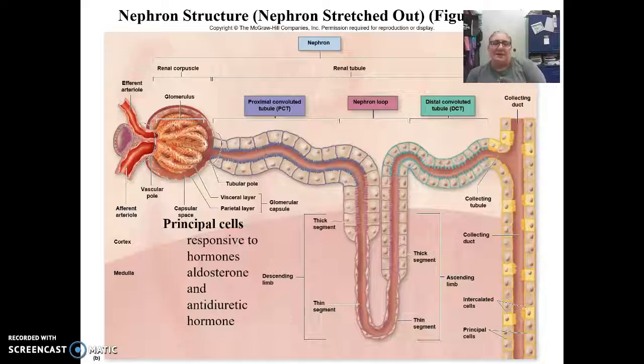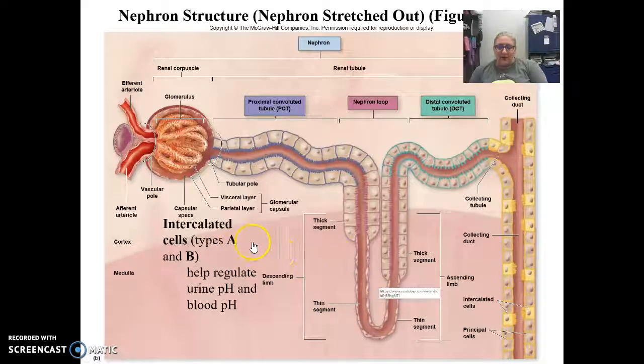Aldosterone increases sodium uptake. Sodium moving back into the blood is going to influence water movement into the blood. So if we have a lot of sodium moving into the blood, we're going to increase the amount of water we reabsorb as well, which decreases the amount of fluid that is lost as urine. And then we have antidiuretic hormone, which increases the number of aquaporins that we have. Aquaporins are going to allow more fluid, more water, to be reabsorbed. So in both cases, we're going to decrease the amount of urine we form, and we're going to increase the amount of fluid in our blood. That protects us from dehydration.